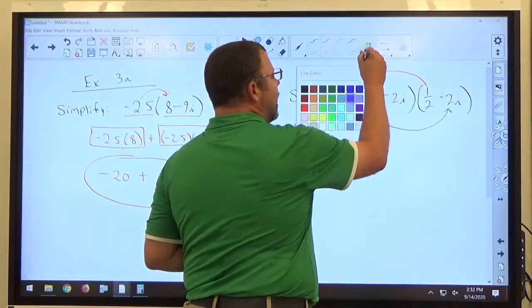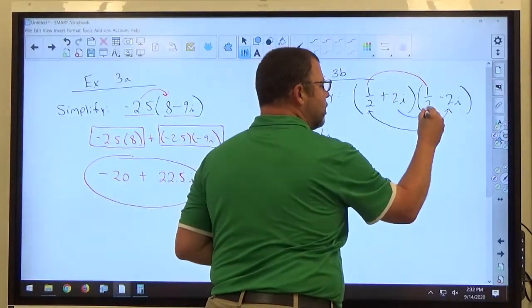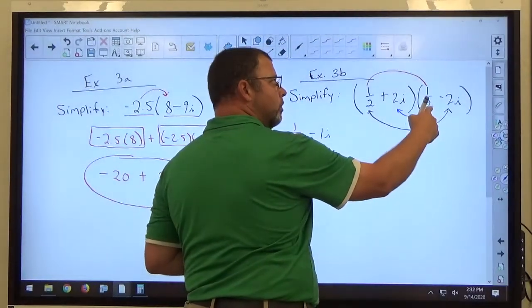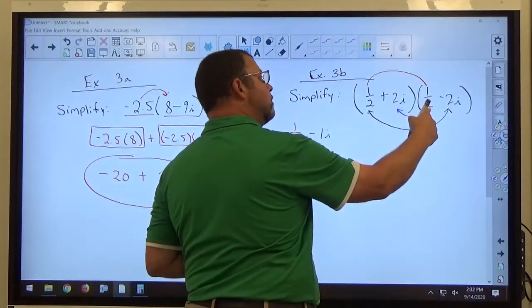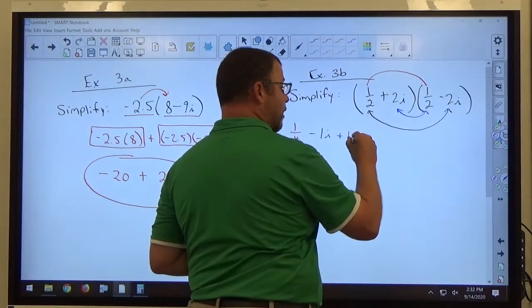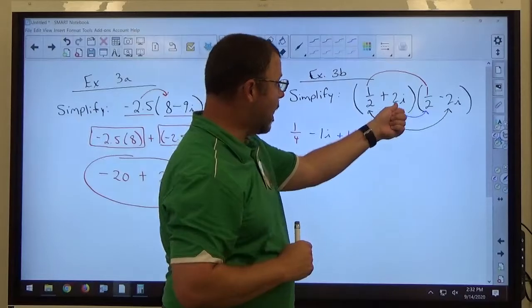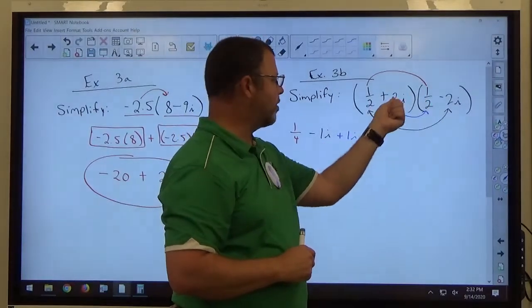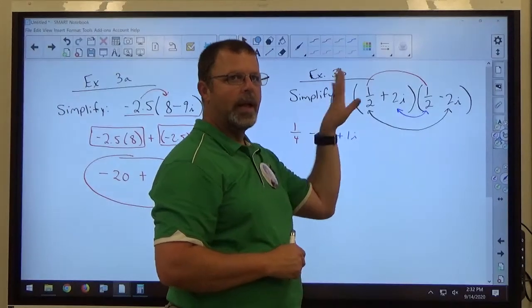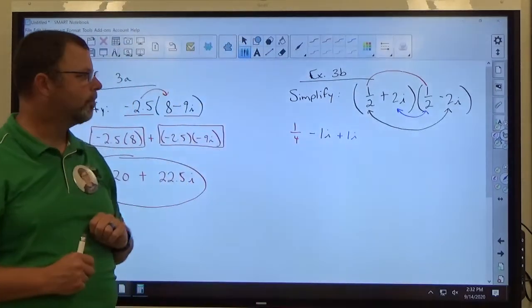Then I'm going to multiply inside times inside. That'd be these two. What's 2 times 1/2? 1. They're both positive, so positive 1. And then i, right? Again, an i times a real number. Imaginary times real. 1/2 times 2 is 1 times i makes 1i. And two positives make a positive.